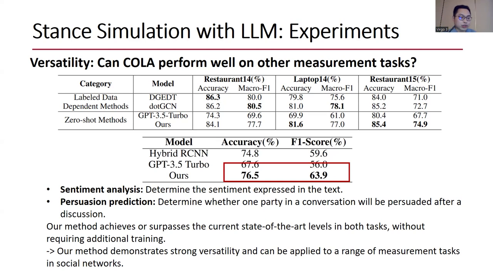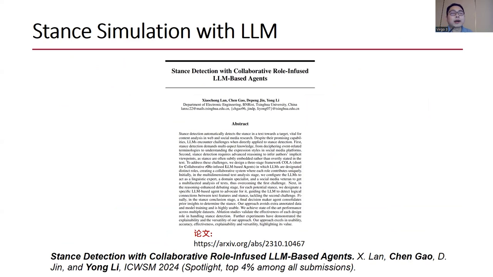Our method demonstrates strong versatility and can be applied to a range of measurement tasks and simulation tasks in social networks. You can consider it a kind of general reference work, easy to use in different environments and different simulation tasks. This work is selected by ICWSM as a spotlight paper. Spotlight means it ranks in the top 4% among all the submissions.